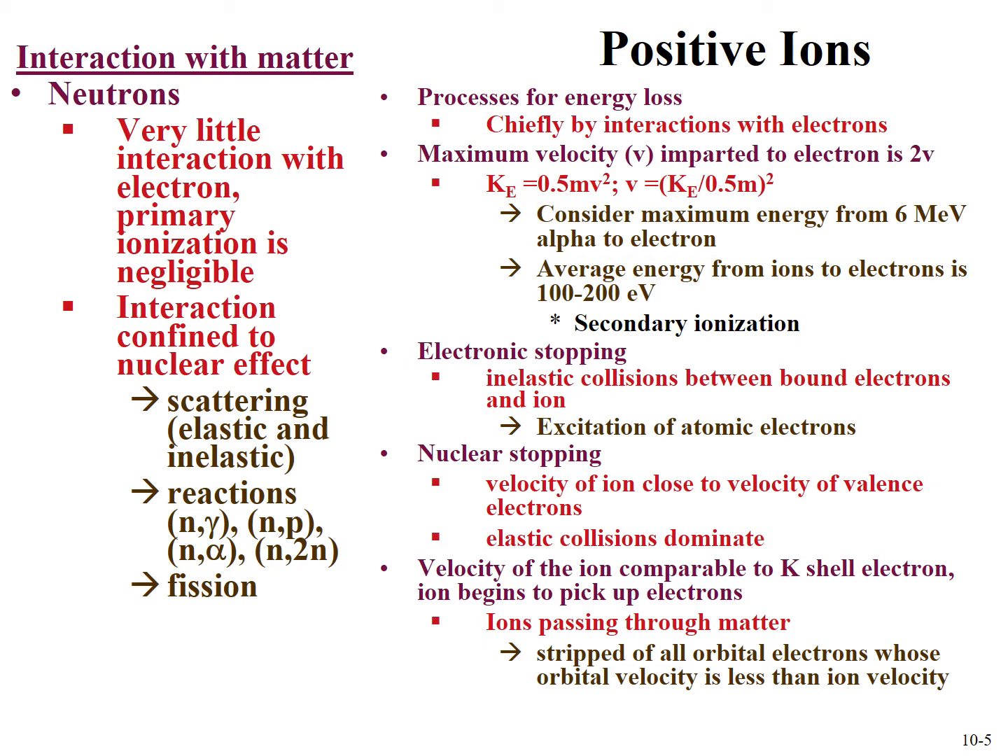And when the velocity of the ion becomes comparable to the K shell, it can really start picking up electrons as the ion passes through the matter. Eventually, it's stripped of all the orbital electrons whose velocity is less than the ion velocity. So once it starts slowing down, it can really start picking up electrons.